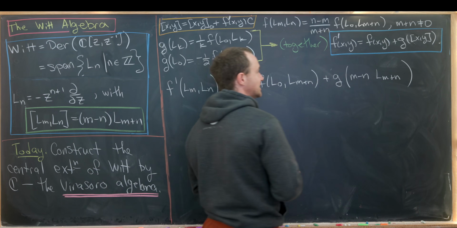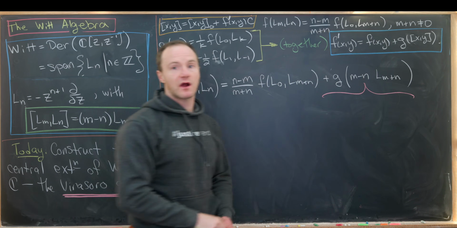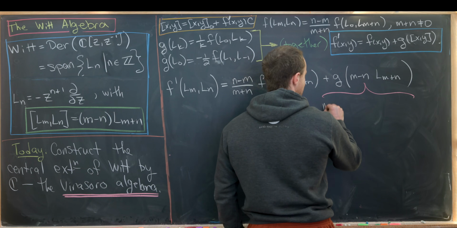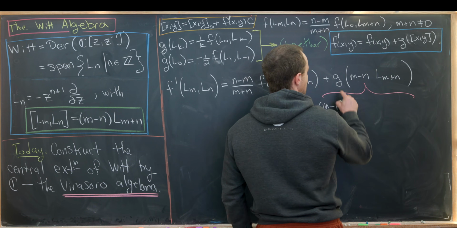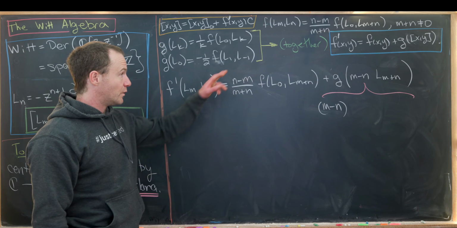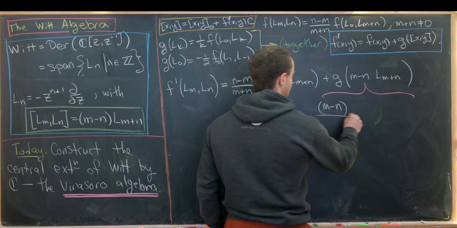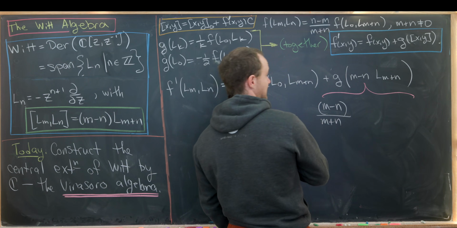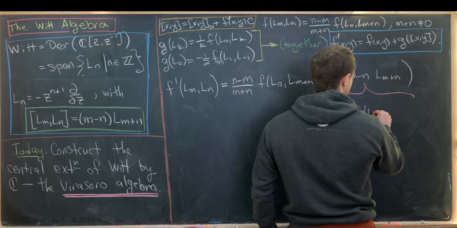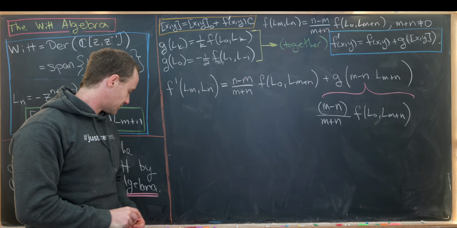But now we know g is linear. Remember, it was a linear transformation from Witt to the ground field. It was in the dual space. So that means we can take the m minus n out, and then we can evaluate g at Lm plus n. We know that m plus n is not 0, so we can use this one right here. That gives us an m plus n in the denominator, and that gives us an f of L0, Lm plus n as an extra term.